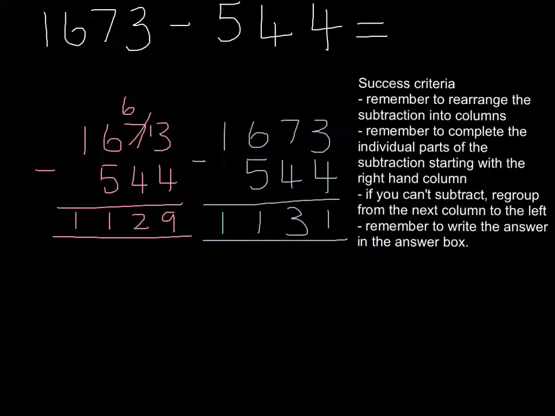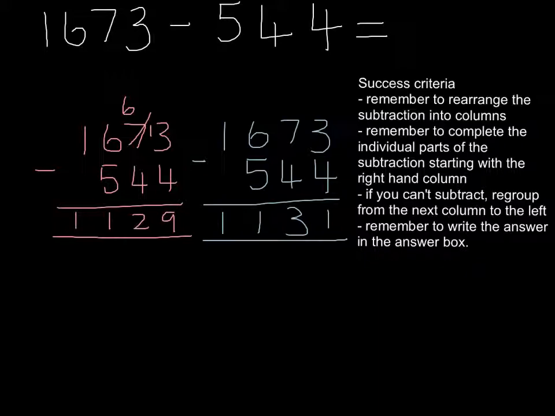Well done. The pink one is the right one and the blue one is the wrong one. So let's have a look at the success criteria to say why it is wrong and why it is correct. So we've remembered to rearrange the subtraction into columns on both the pink one and the blue one. We then need to remember to complete the individual parts of the subtraction, starting with the right-hand column. If we can't subtract, we need to regroup from the next column to the left.